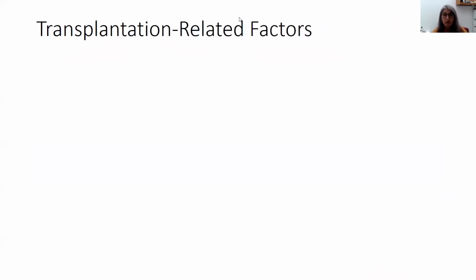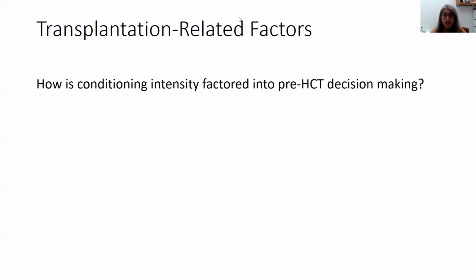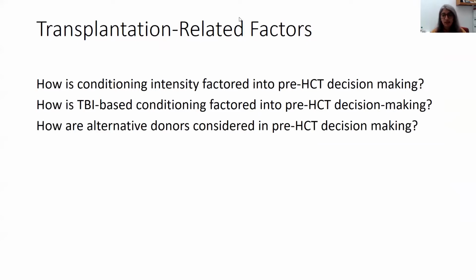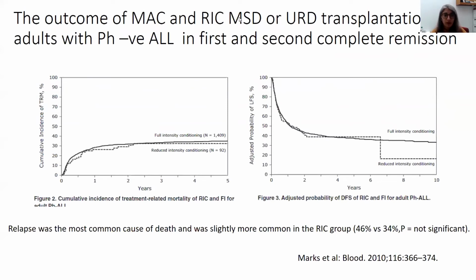Shifting gears a little bit, I'm going to talk about the transplantation-related factors. We're going to talk about what conditioning intensity to pick, whether reduced intensity or MAC conditioning, whether to use TBI or not, and whether we should consider any alternative donors. So quickly delving into the question of RIC versus MAC, this has been tested in multiple studies, and I'm going to talk about one or two of them.